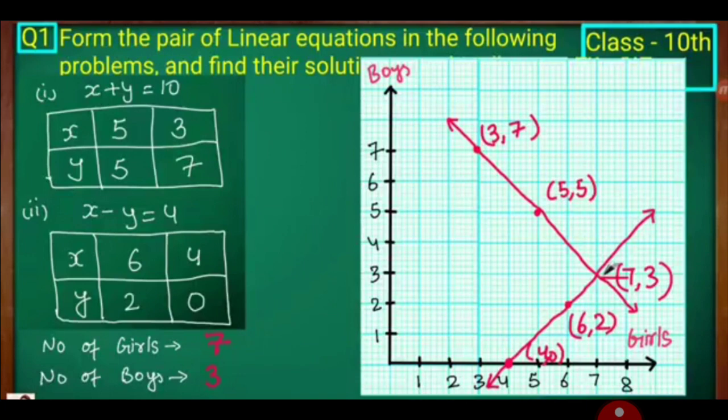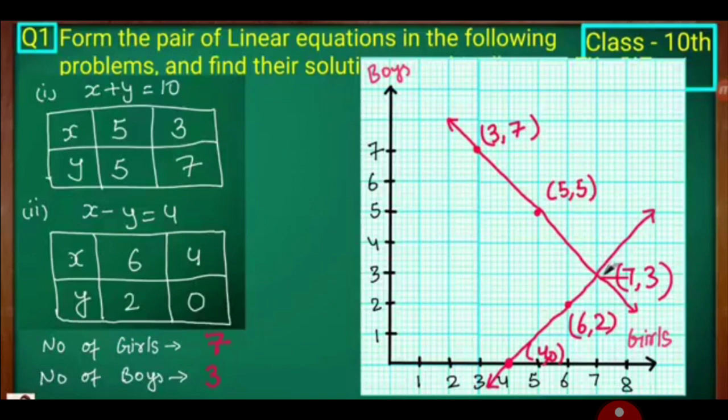From the second equation we have 2 points, 6, 2 and 4, 0. First of all we plot 6, 2. 6, 2 you can see on the graph, and 4, 0 also. Join these 2 points with the help of a ruler. You can see these 2 lines on the graph paper.